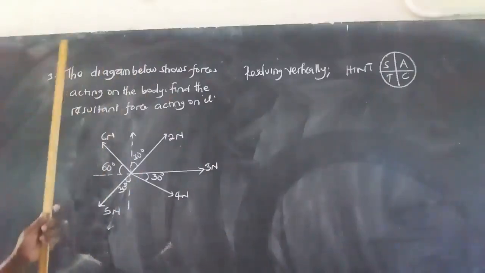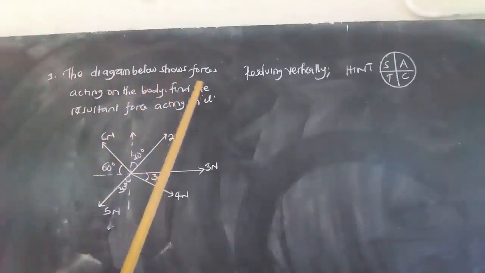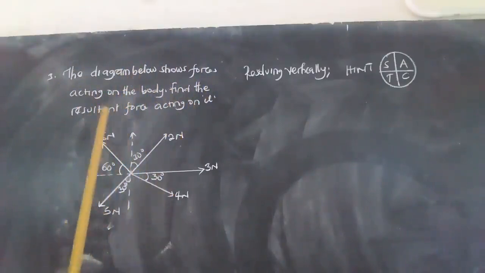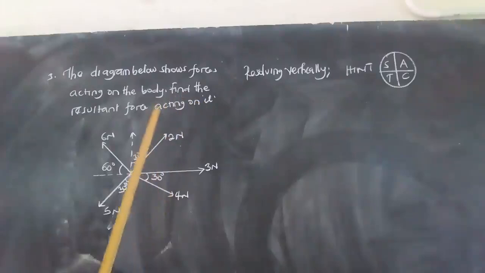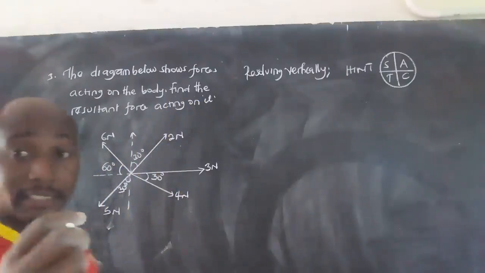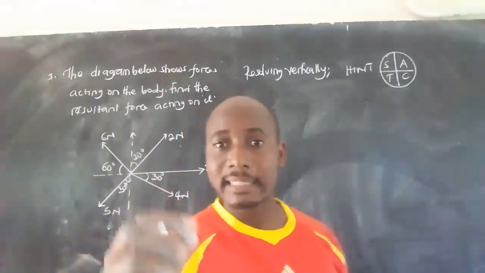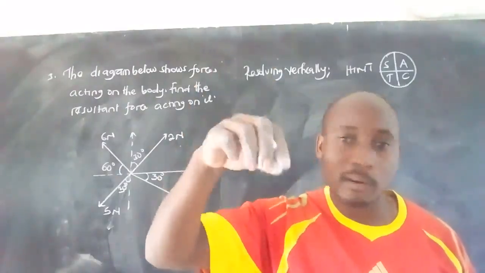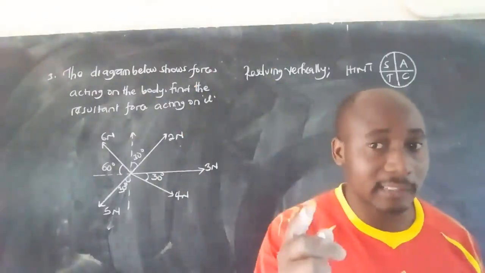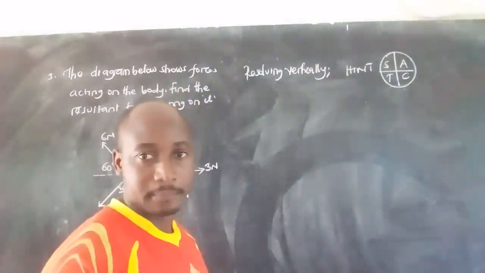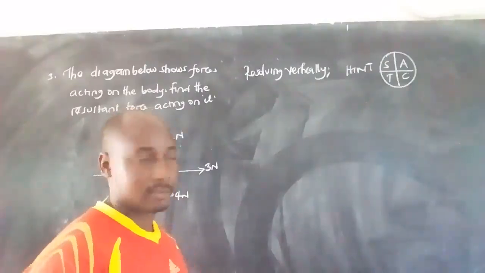So the diagram below shows forces acting on the body. Find the resultant force acting on it. So how do we get the resultant force? We shall now resolve horizontally. But we have to make sure that as we get sine and cos, we are getting cos of the angle which the vector makes with the horizontal. Take note of that, okay? That is the simplest method you can use in physics here. But in mathematics, there are other methods you can use, okay?